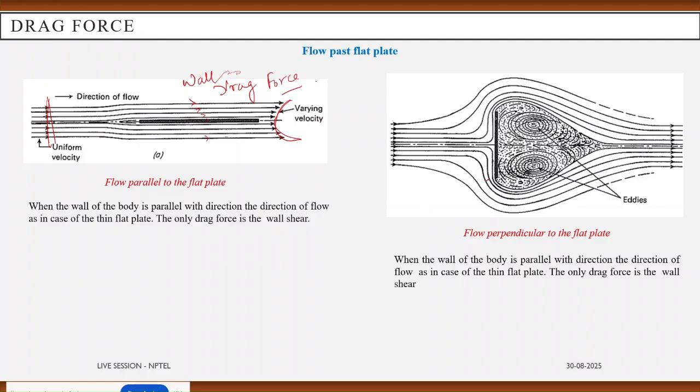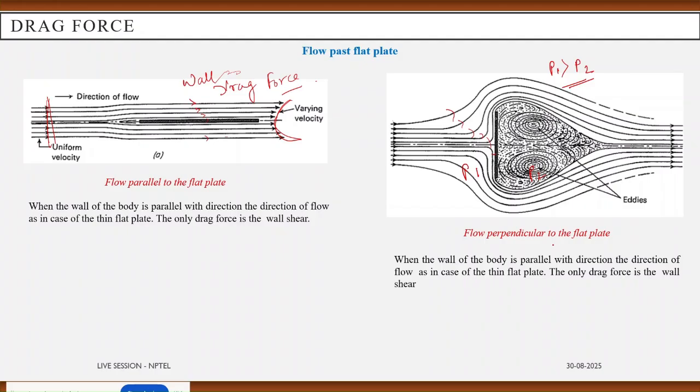that is shear force. But when the body or object is perpendicular to the flow of liquid or fluid, then there is a difference in the pressure in the front and in the back of the object. And due to the pressure difference, suppose this is P1 zone and this is P2 zone. So here basically P1 is greater than P2, and due to this pressure difference, the form drag is only present.